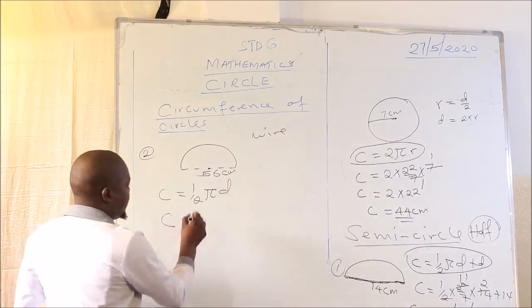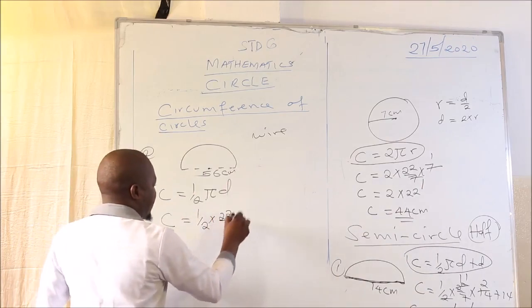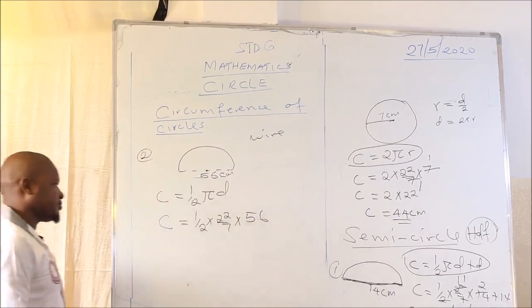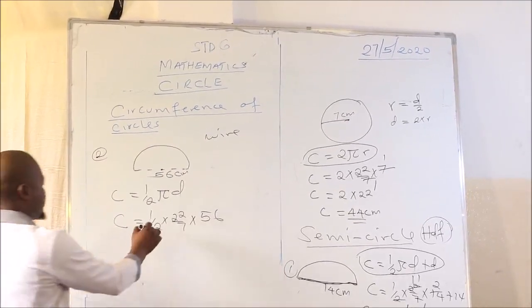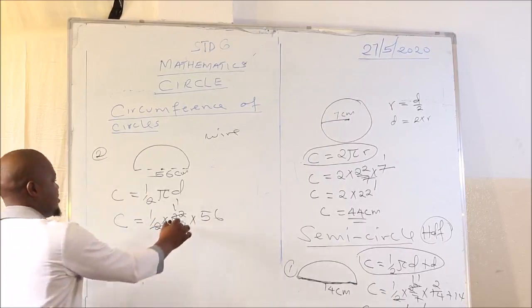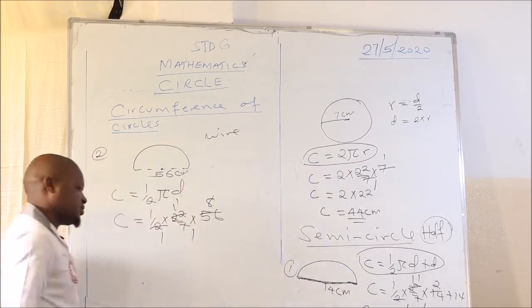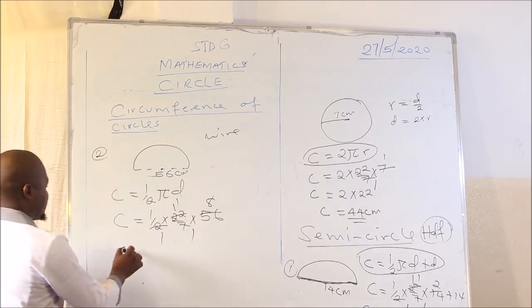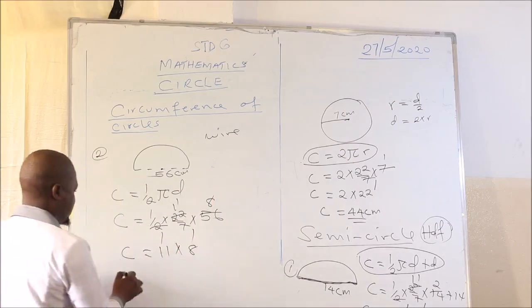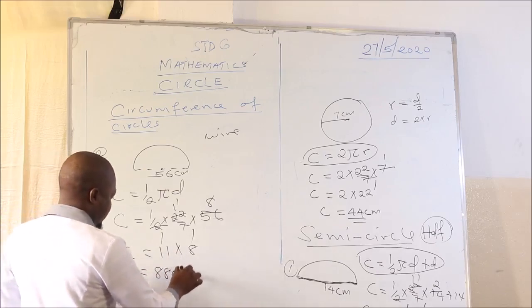Therefore, circumference of a semicircle is equal to 1/2 times 22 over 7 times our d, which is 56. We simplify 2 here 1, 2 here 1, 7 here 1, 7 here 8. Therefore, circumference is equal to 11 times 8. Circumference is equal to 88 centimeters.